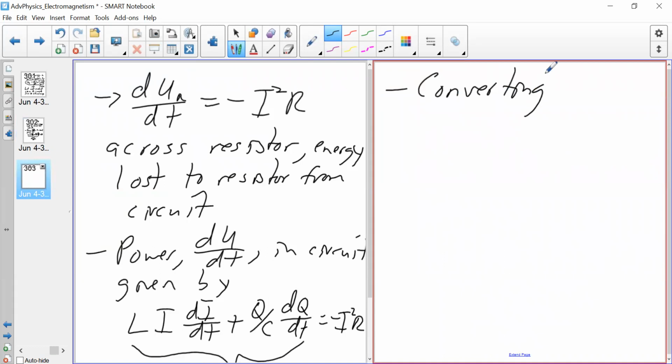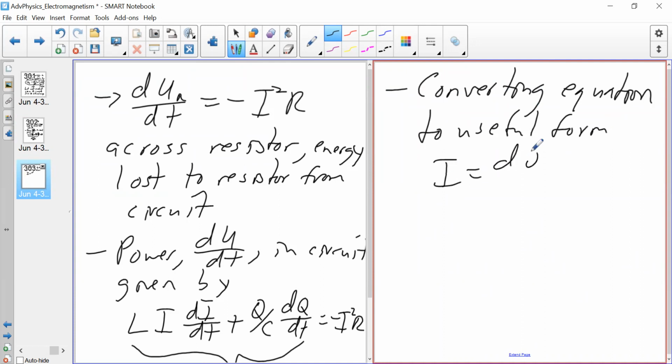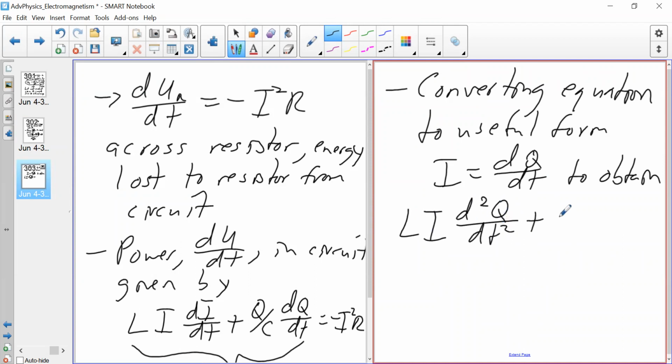So when we convert this equation to a useful form, let's say our current is going to be dq/dt. We know this from first principles, going all the way back to chapter 27, that's our equation for current. And so that makes the equation L i d squared q over dt squared plus I squared R, right? Because I'm just adding this over here. And then that's going to be plus Q over C times I. So this is for the inductor. This would be the resistor. This is the capacitor. Equals 0.